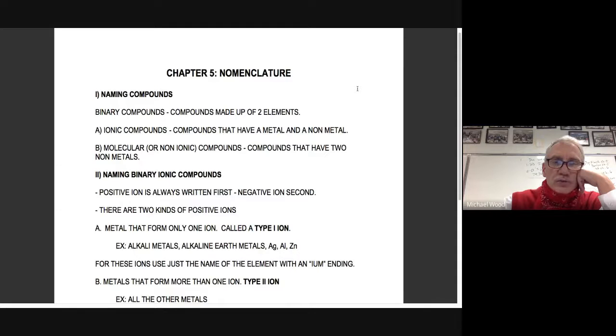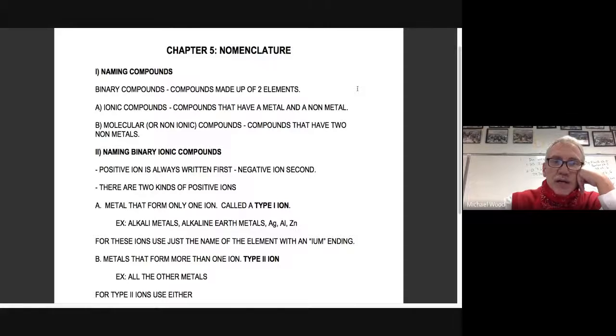So compounds with 2 elements, like water, would be binary. H2O has H and O, so it is binary. What we're going to be working on today is naming binary ionic compounds. Those are compounds that have a metal and a non-metal in them. What I'm going to work on in the lesson for tomorrow is naming binary molecular or non-ionic compounds, and those are compounds that have 2 non-metals.